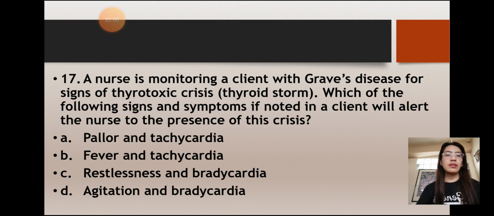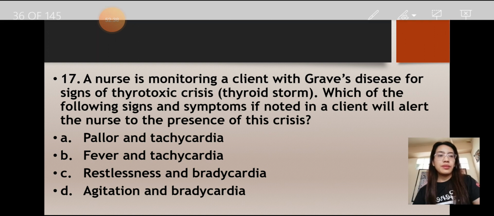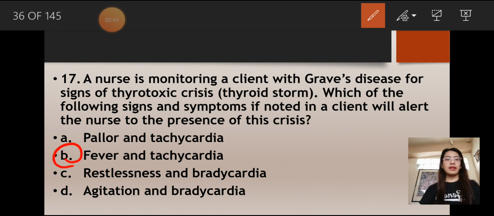17, a nurse is monitoring a client with Graves' disease with signs of thyrotoxic crisis. So, Graves ang pinag-usapan. So, definitely this is hyperthyroidism. Which of the following signs and symptoms, if noted in a client, will alert the nurse to the presence of this crisis? Is it A, pallor and tachycardia, B, fever and tachycardia, C, restlessness and bradycardia, letter D, agitation and bradycardia? So, bradycardia, definitely tanggalin na natin yan kasi para yan sa hypothyroidism. So, is it A or letter B? It is letter B. Pag mainit, tapos mataas ang heart rate, that will be signs of thyroid storm.